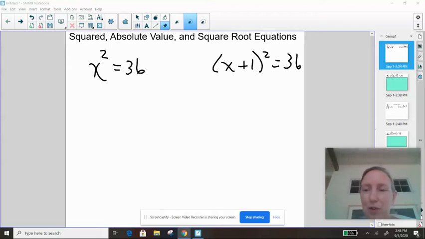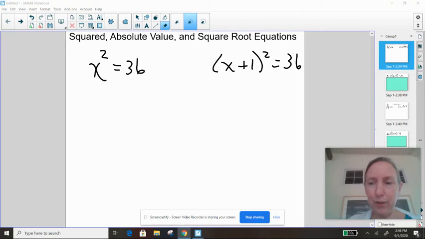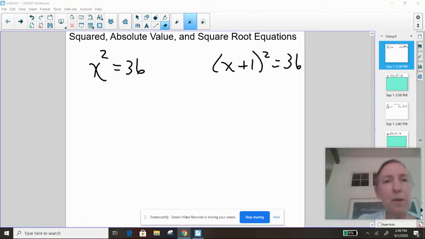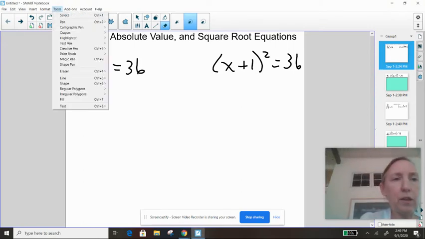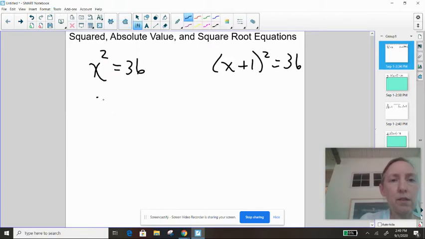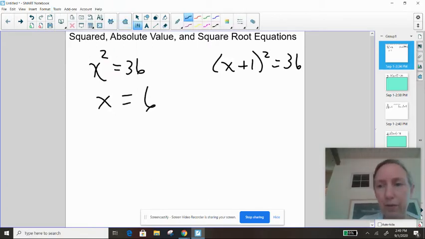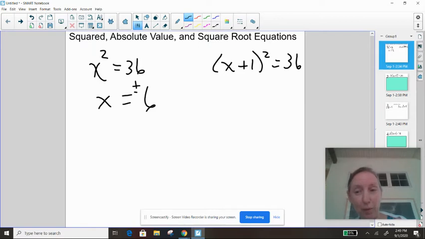Today we're going to do some special equations and we're going to start with some squared quantities. Hopefully, when you see x squared equals 36, all of you immediately think x is 6. But hopefully you also think, but wait, there's a second answer because it can be either positive or negative. Hopefully, you all remembered that.